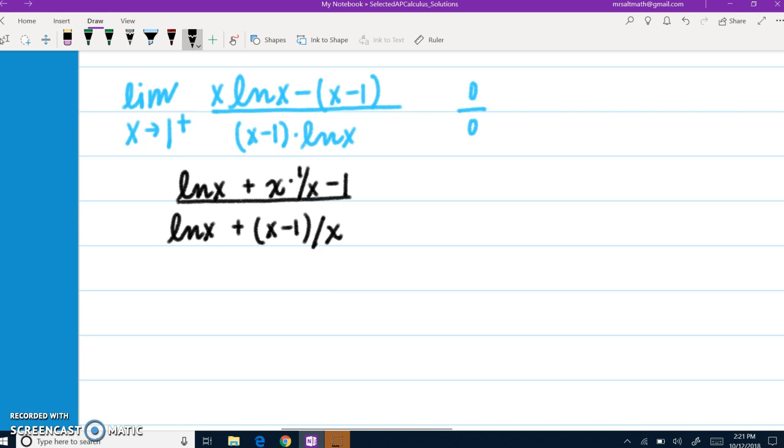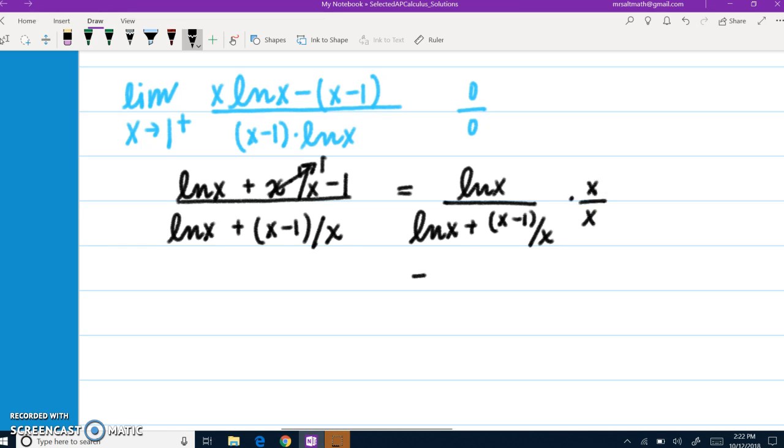Now here at this point, we want to go ahead and simplify because this is going to go to positive 1. 1 minus 1 goes to 0. So this expression just becomes the natural log of x, all divided by the natural log of x plus x minus 1 over x. Now we don't really want fractions and fractions and fractions, so to get rid of this denominator down here, let's just multiply top and bottom by x and see what we get there.